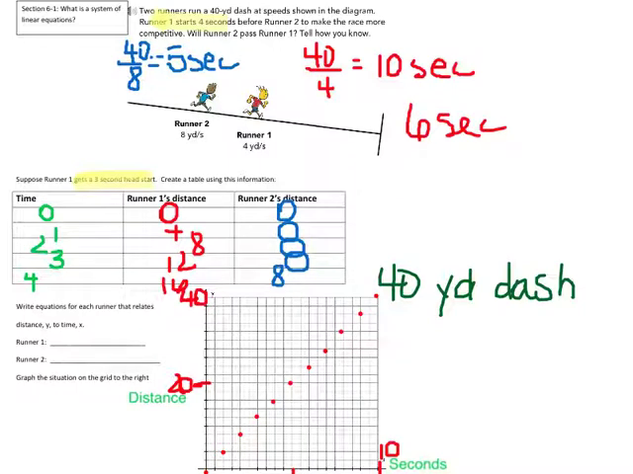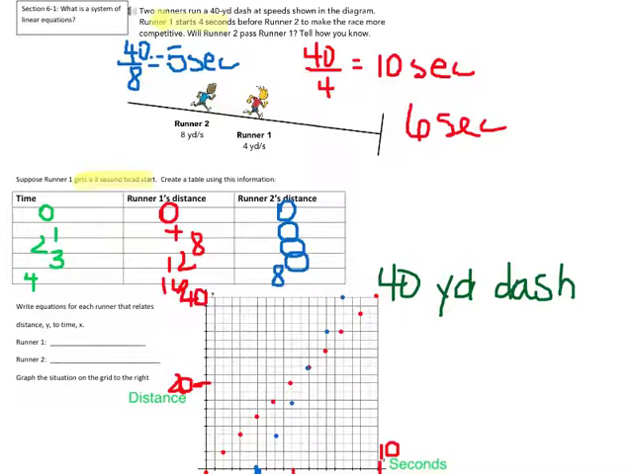Now with runner 2, he has to wait until 3 seconds have passed before he can start. So he is right here at 3 seconds. He is still on the start line, and then at 4 seconds he will have gone 8 yards.